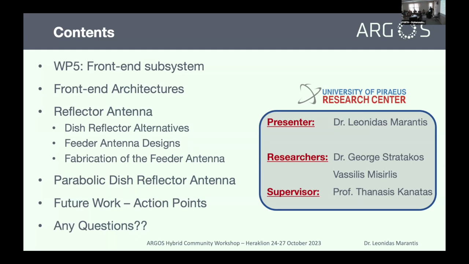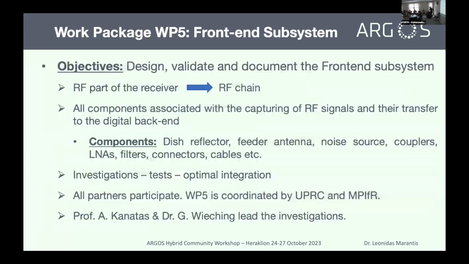And we're going to fabricate it in collaboration with a German company. And then I'm going to present a few simulation results from the parabolic dish reflector antenna, and also present some action points for our future work, and of course take any questions if you have.